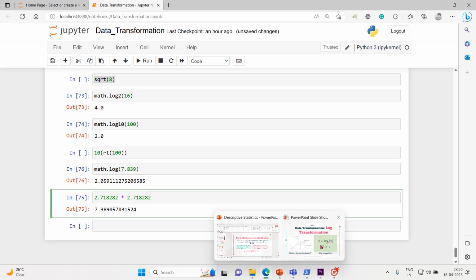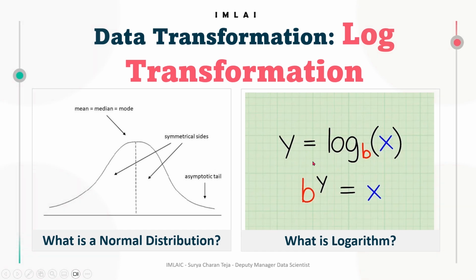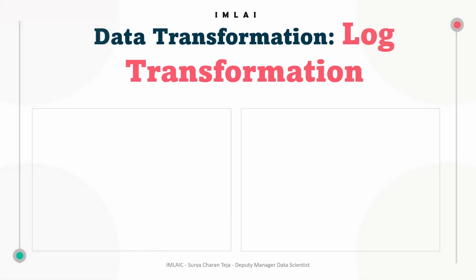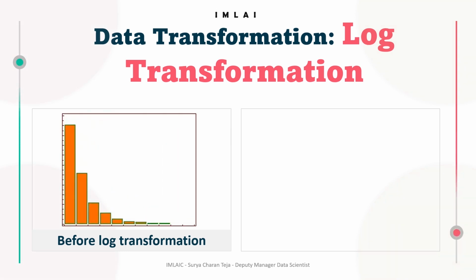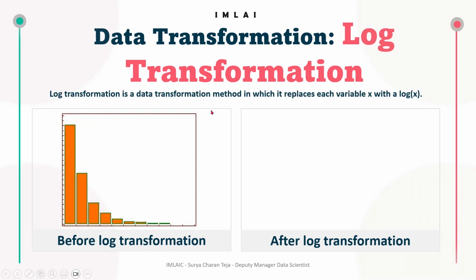Okay, I hope this one is pretty clear for you. So we have seen what is normal distribution and we have seen what is a logarithm. Now it's time to get into what is a log transformation. Log transformation is a data transformation method in which it replaces each variable x with a log of x.